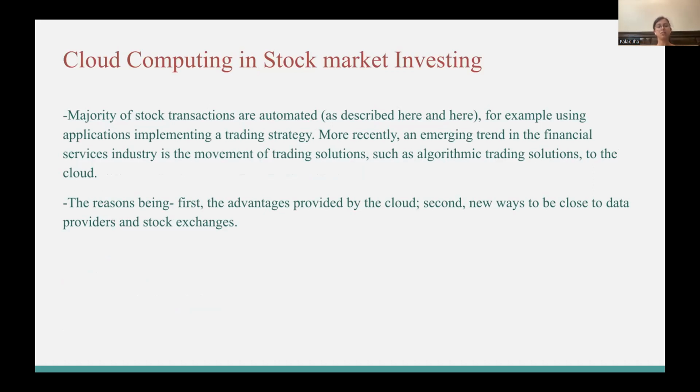So nowadays, most of the stock transactions are becoming automated, and users are using applications for implementing their trading strategies. And nowadays, the trend is that most of the financial service industries are moving their cloud solutions, such as algorithmic trading solutions, over the cloud. And the reason behind this is, of course, the advantages that cloud offers over the on-premise services. And secondly, it offers new ways to get close to cloud data providers and stock exchanges.